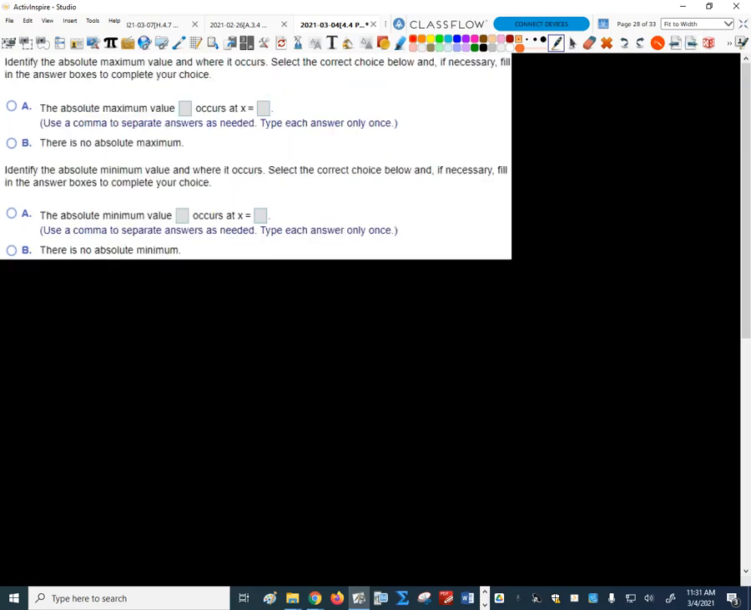Absolute maximum, absolute minimum. Is there an absolute maximum? No, there is no absolute maximum, right? Was there an absolute minimum? There was, right? There was an absolute minimum at the point 0, 0. That is the absolute lowest point. Any domain you could possibly choose, that's the lowest point, right? So an absolute minimum in this case had the value of 0. It occurred at x equals 0 because the coordinates were 0, 0, right? Okay.